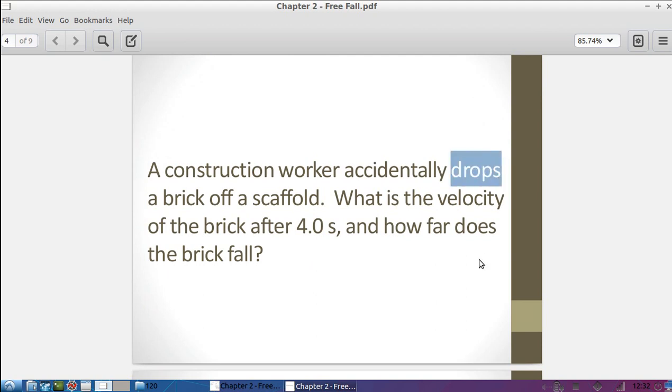So we've got a construction worker on a scaffold. This tells me that the initial velocity of the object is going to be 0 meters per second. Again, we're looking for the final velocity, but now we have a time interval. We know how much time the object is in the air, so we're being asked for two things: the velocity of the brick after a time interval, and how far the brick falls. I don't know if it's hit the ground or not, it doesn't really matter. So I'm looking for the displacement of the brick, and the velocity 4 seconds after it's dropped.